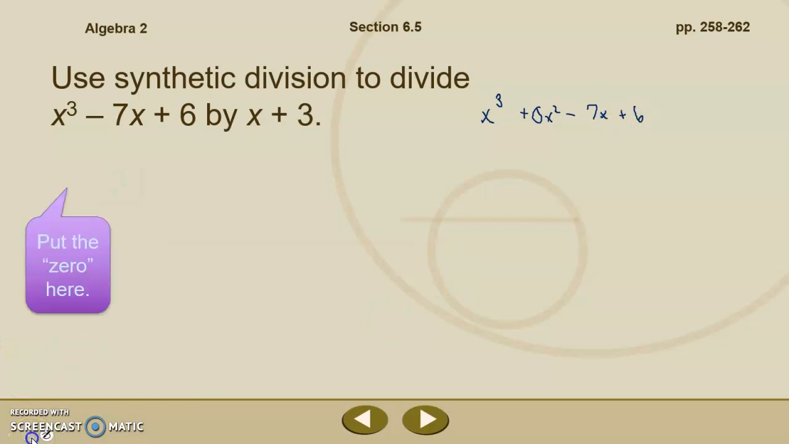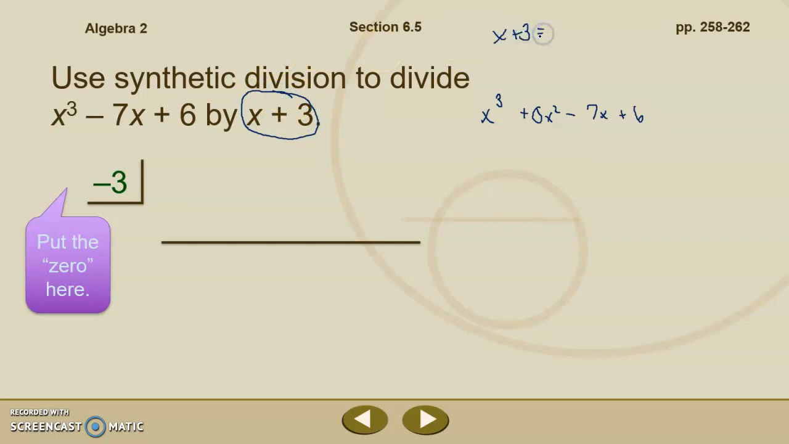All right, so let's take a look at how to divide this synthetically. The first thing that we do is put our box here. We're dividing by x plus 3. If we set x plus 3 equal to 0, like when we were solving quadratic equations and factoring, we'll see that x equals negative 3. So we're putting what x is equal to right here. It looks like the opposite of what's in this binomial. It looks like a positive 3, but it's really x minus negative 3. So that negative 3 goes here.